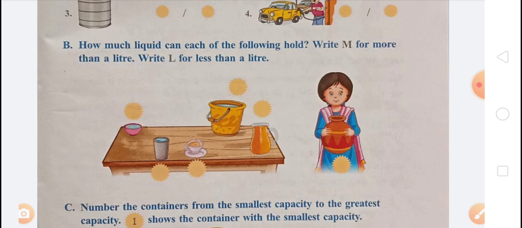So once again, a bowl can hold water in less than a liter, so we have to write L here. A glass can hold less than a liter, so we write L. A cup can hold less than a liter, so we write L. A bucket can hold more than a liter, so we write M. A mug can also hold more than a liter, so we write M. And a pitcher can also hold more than a liter, so we write M.